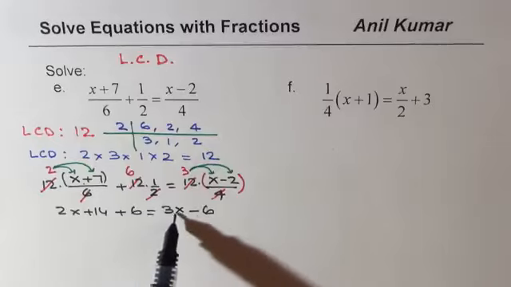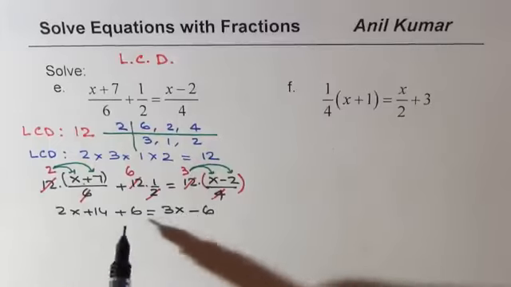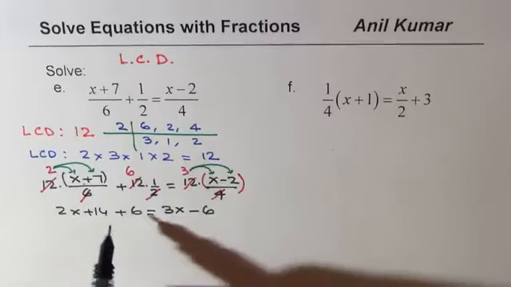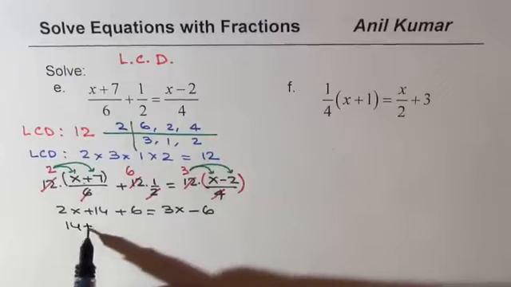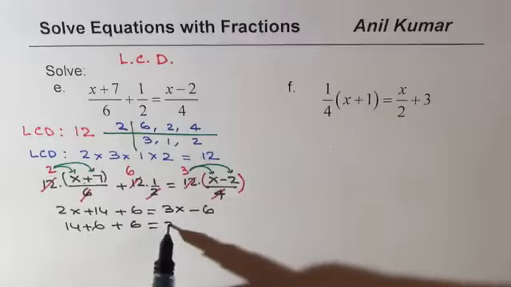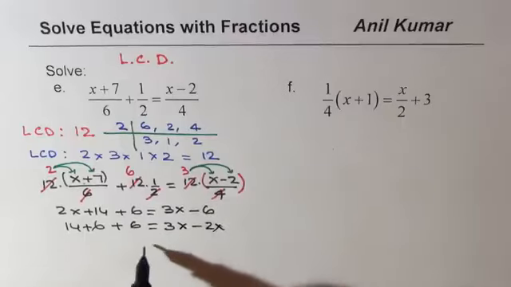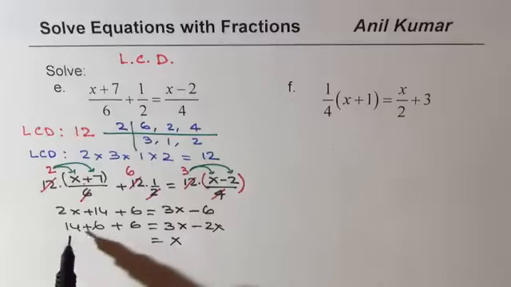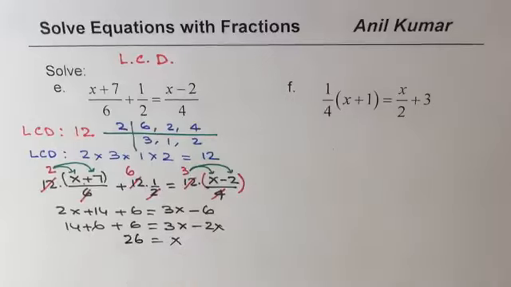Now you have to solve, bringing the x terms together and the constants together. Sometimes we know 3x is higher, we'll bring x to the right side. We have 14 plus 6. This 6 coming this side will become a positive 6. 3x minus 2x. So we get x equals 26. So x equals 26 is our answer. Is that clear?